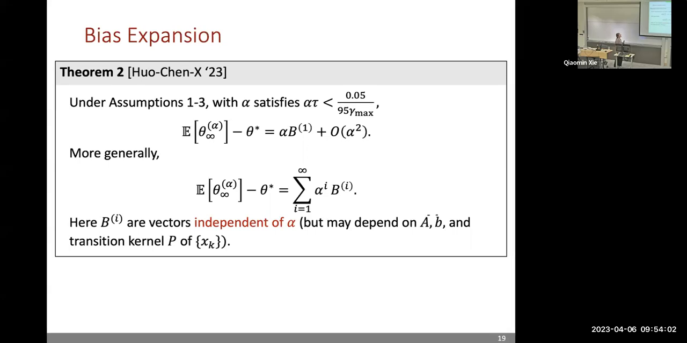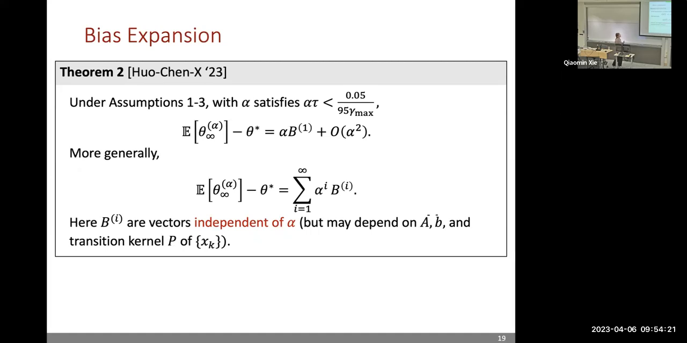So now you can see if the step size is small, then the first term becomes the dominating term in the bias. So roughly, when you use a relatively small step size, the bias will scale proportionally to the step size you use.